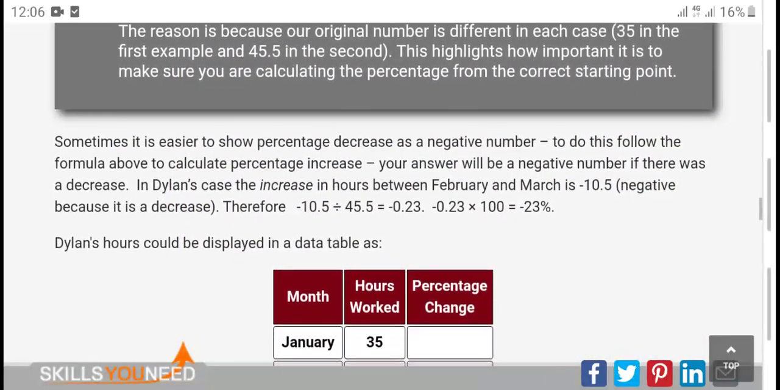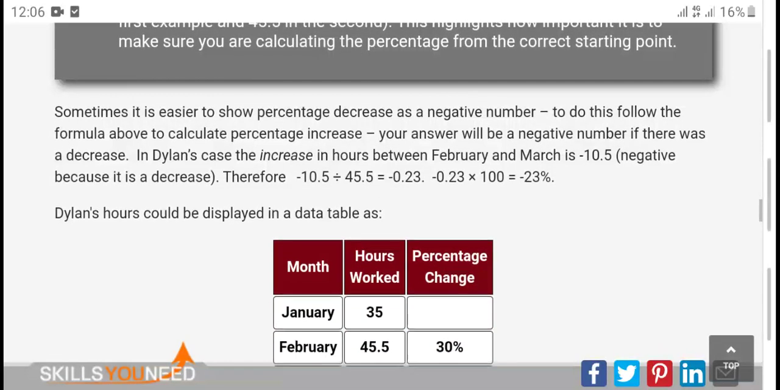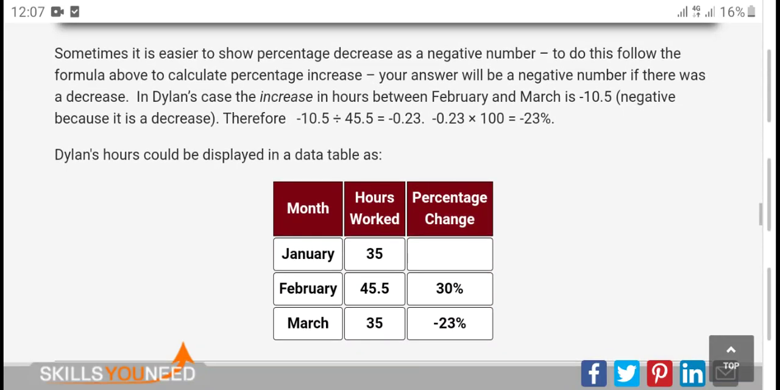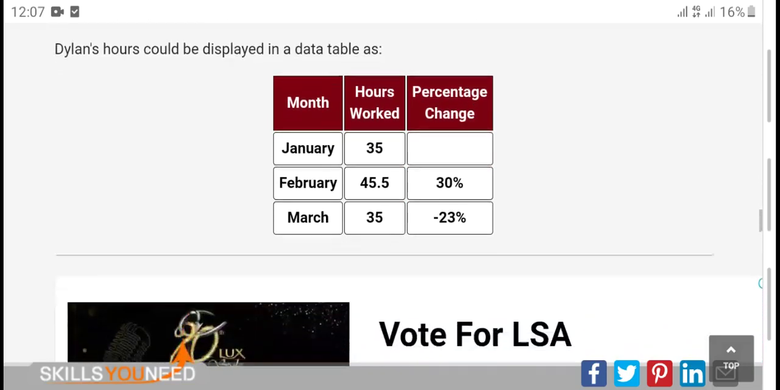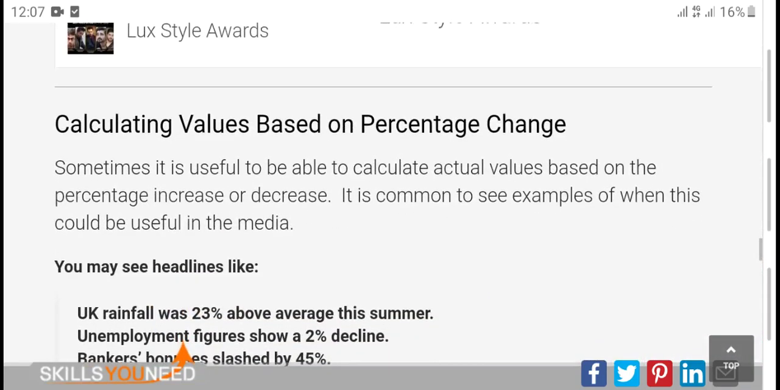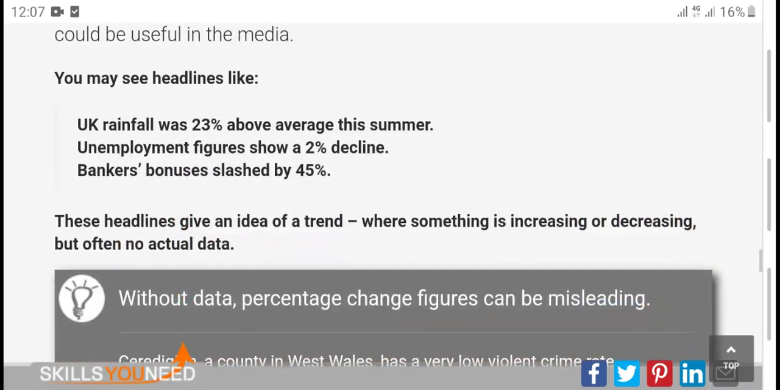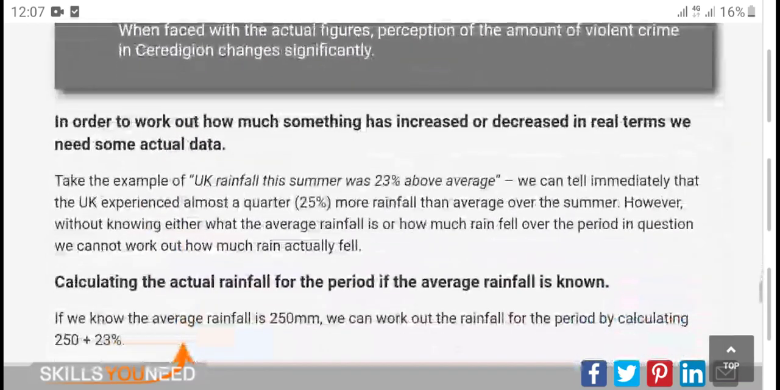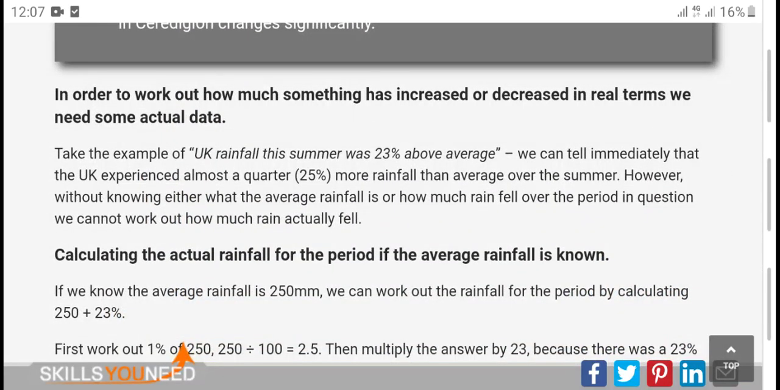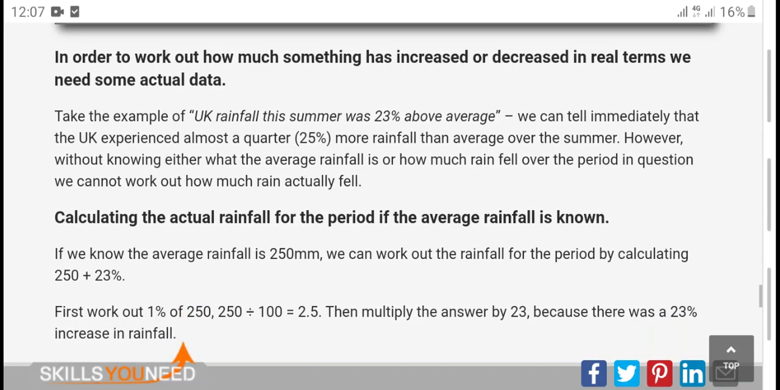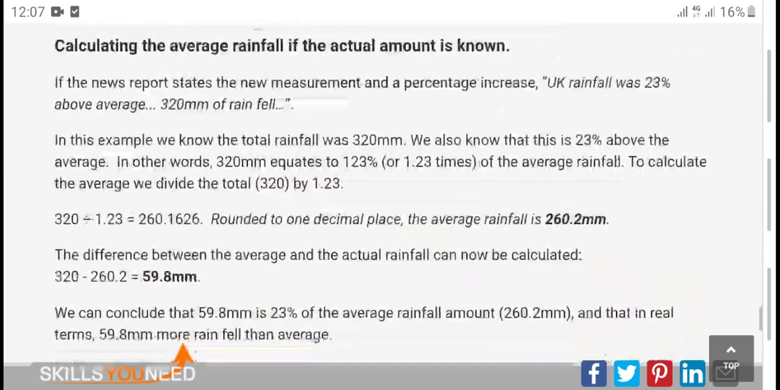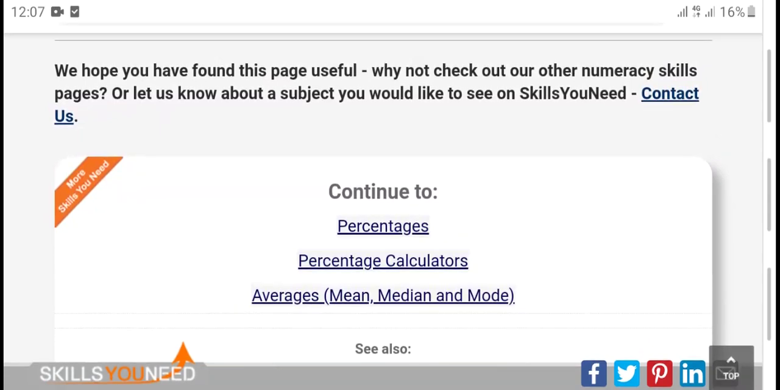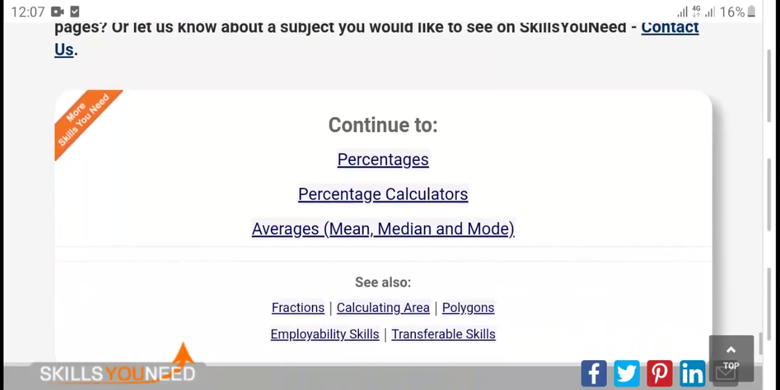You can easily show a percent decrease as a negative number with the following formula: calculation of percentage increase, and if your answer is negative, it is a decrease. Because percentage change is a calculated value, you can refine it about the average. This summarizes how to work with it in real terms. We hope this article is useful. Thanks for checking our scale page.